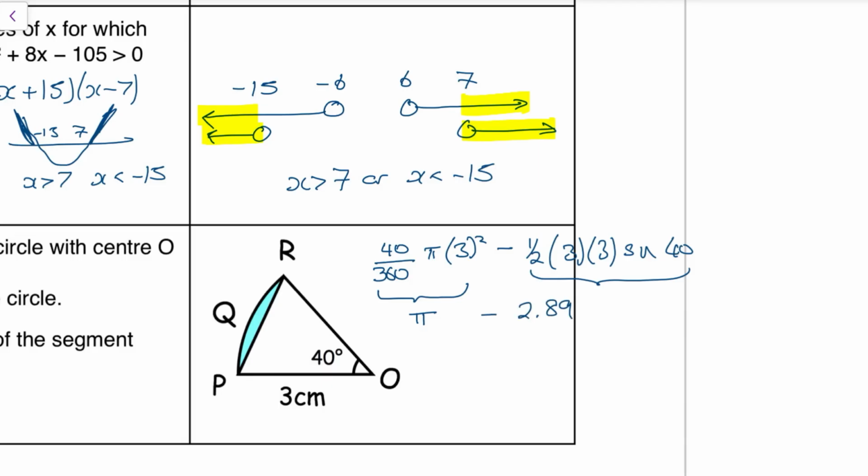So I'm going to write 2.892544. Put that in my calculator, and that gives me 0.24936 centimeters squared. So we'll put 3 sig figs, that's what we've used.